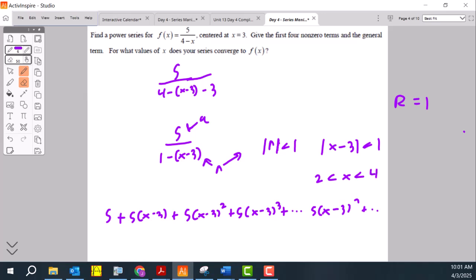And we don't have to check the endpoints on these geometric ones because r has to be less than 1. There's no equal to opportunity there, just less than. So that is our interval.